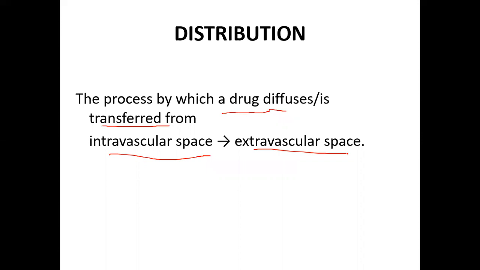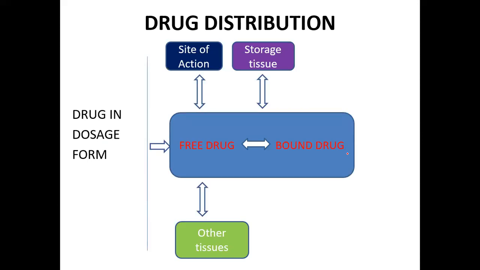Now, previously we were talking about drug reaching the circulation. That means it has reached the intravascular space, absorption is done. Now we need to move beyond absorption, and this drug that has reached the blood should be circulated throughout the body. It should reach the various extravascular spaces, and that is what the phenomena of distribution talks about.